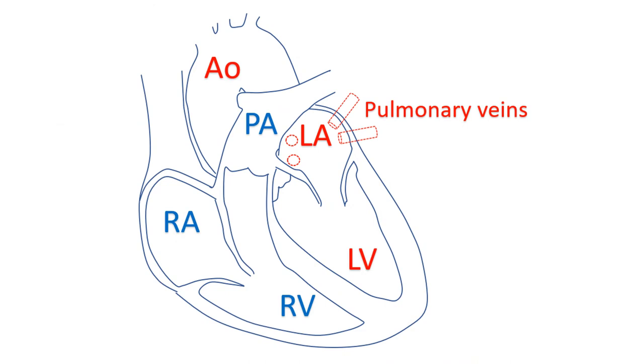Blood returns from the lungs after oxygenation to the left atrium through the pulmonary veins. From the left atrium, it passes to the left ventricle, the lower chamber, through the mitral valve. Left ventricle pumps blood to the aorta through the aortic valve. Aorta takes the oxygenated blood to the whole body.